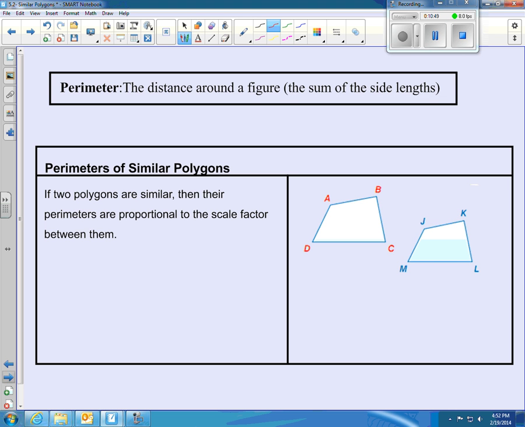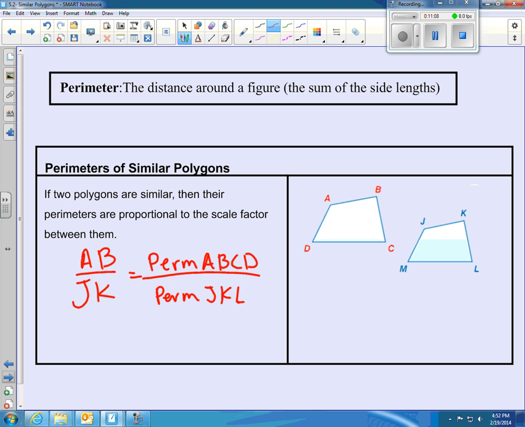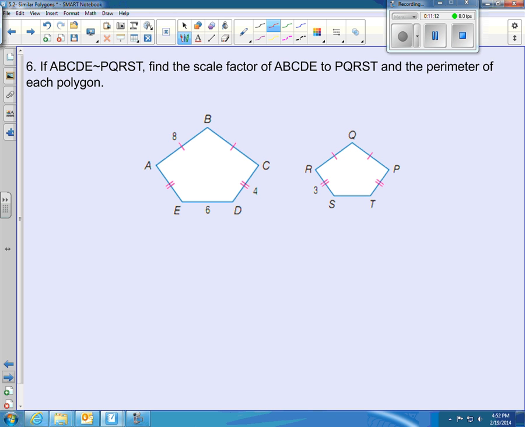are proportional. So if we have a scale factor of AB matches with JK, so let's say that's the scale factor, we know that that's proportional to the perimeters. The perimeter of A, B, C, D, and our perimeter of J, K, L, M. All right, let's use that for this next problem.